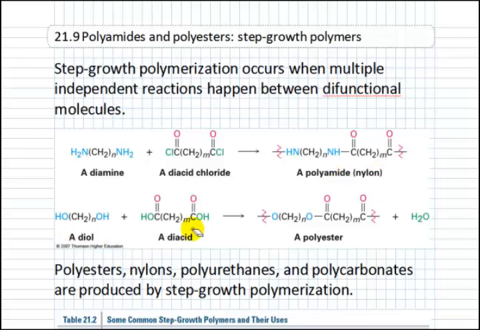Alcohols and diacids, or alcohols and diacid chlorides, or any number of reactions that we've seen before. That's how we made esters. Right? We can do a Fischer esterification like this to get an ester, or if I had an acid chloride, that would work even better, but that's when we make polyesters, right? And we're all familiar with polyester.